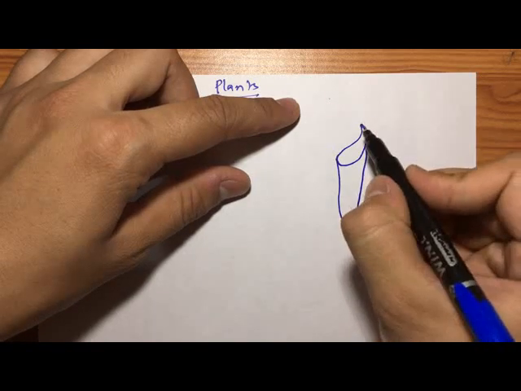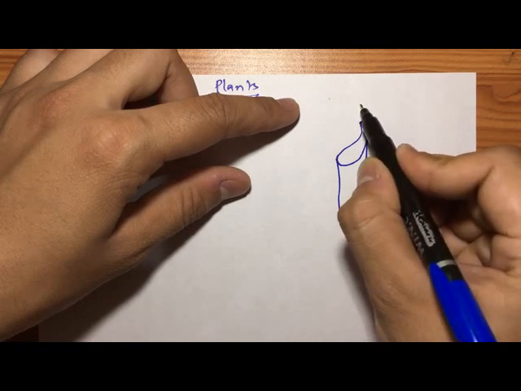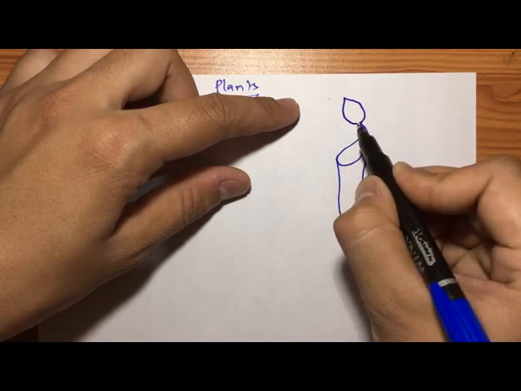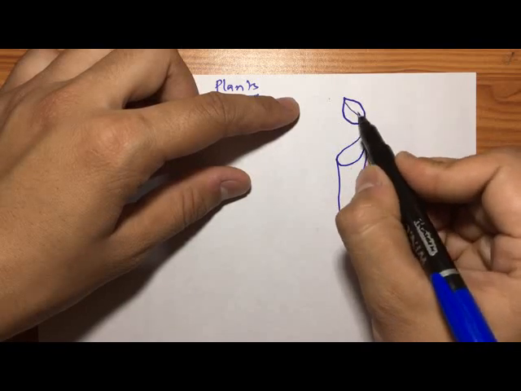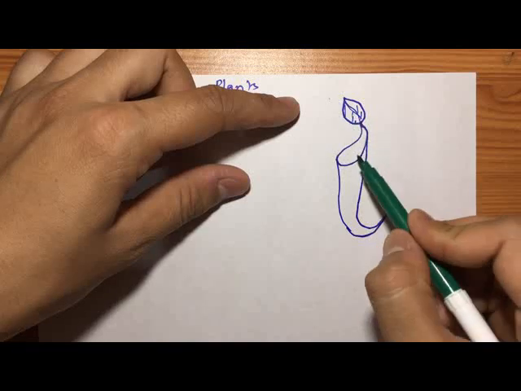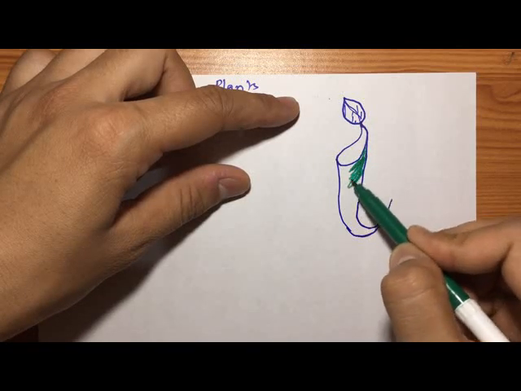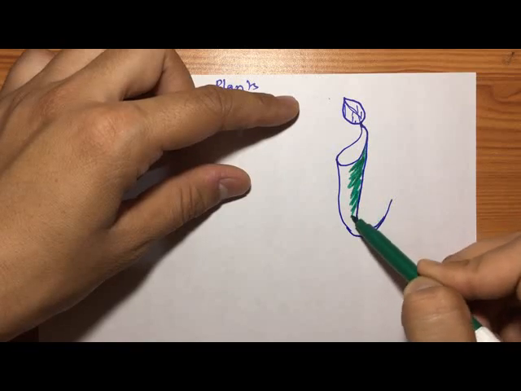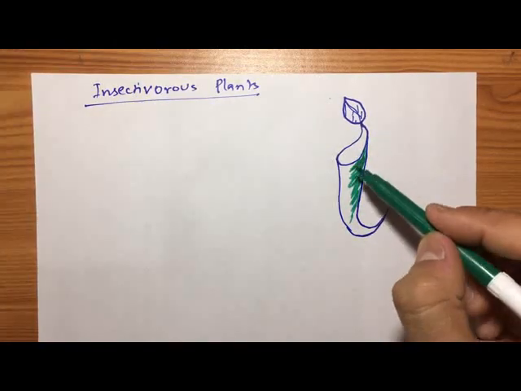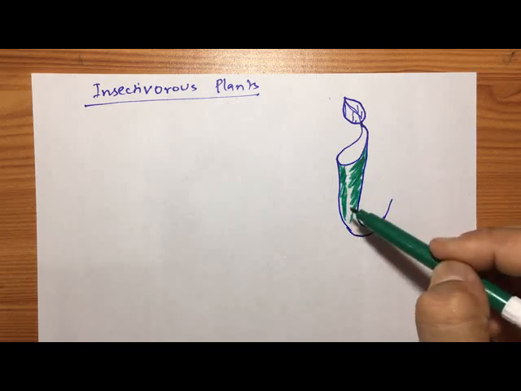Okay, and there they have a leaf. This is totally green in color. Okay, so they have chlorophyll. This is an insectivorous plant. Insectivorous means it will eat insects. Okay, they are dependent upon insects.